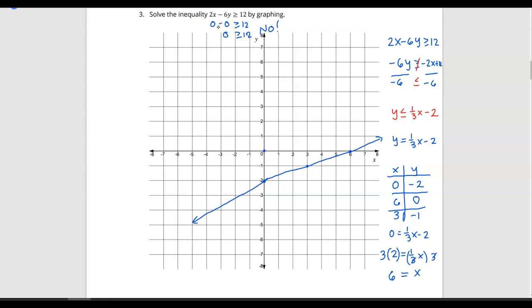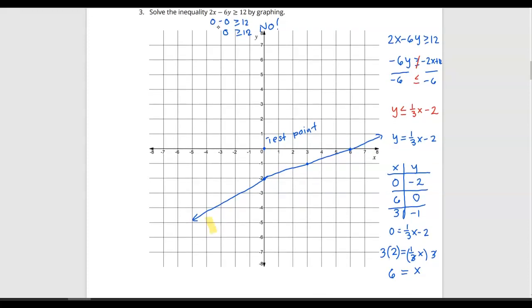That is not true. So the test point, this is my test point, does not satisfy the inequality. Therefore, the opposite region, the one that does not contain the test point, is the region that satisfies the inequality. So it is the line and the region here below the line.